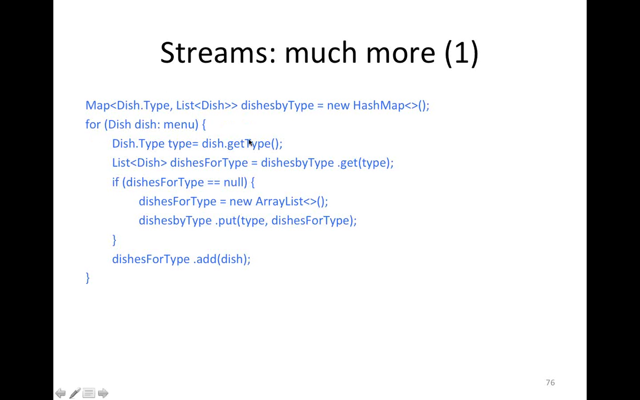So we're looping through all the elements in this menu. We get the type for a dish. Then we check our map to see, well, is there a list for this type of dishes already? If not, then we need to create an array list for it. And then we can insert the dish in that map. Then we keep going for every single element, and we can build this nice map of dish type to a list of dishes.